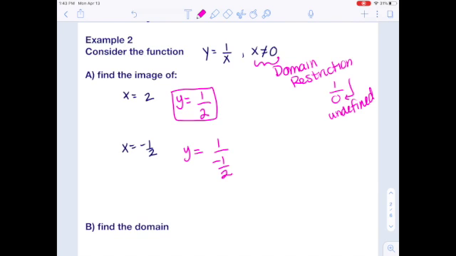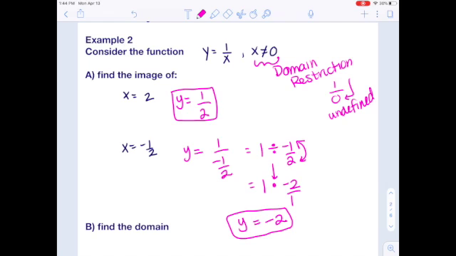I see that as a fraction divided by another fraction. I personally like to write them sideways, so 1 divided by -1/2, and if you'll remember how to divide fractions, you're going to change that to a multiplication problem and multiply by the reciprocal of your second fraction. -2 over 1, which is just -2. So y is equal to -2.